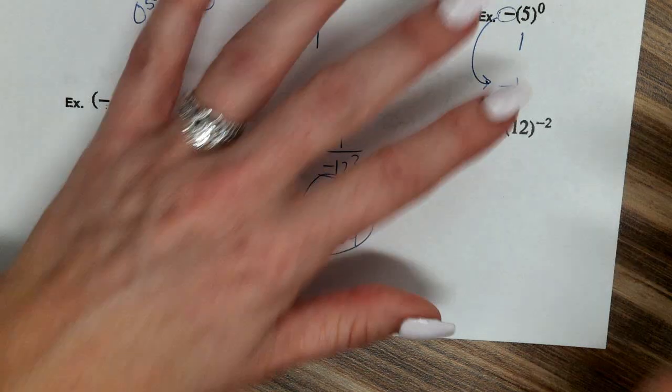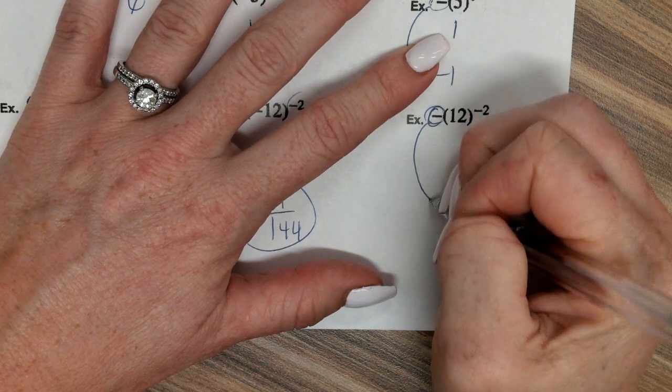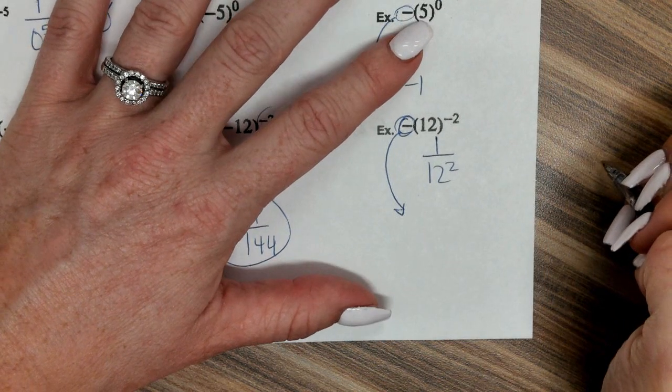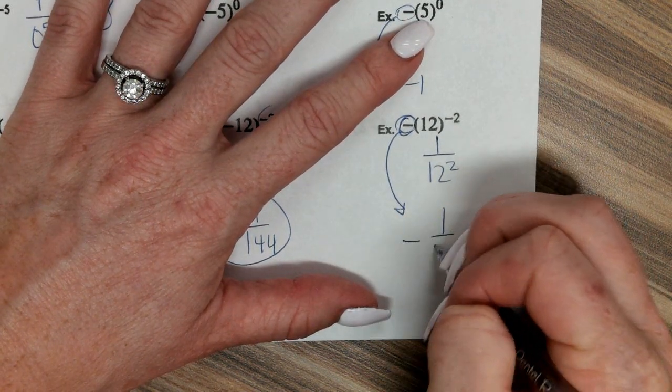And then this negative will get put on my answer. This is 1 over 12 squared, which is negative 1 over 144.